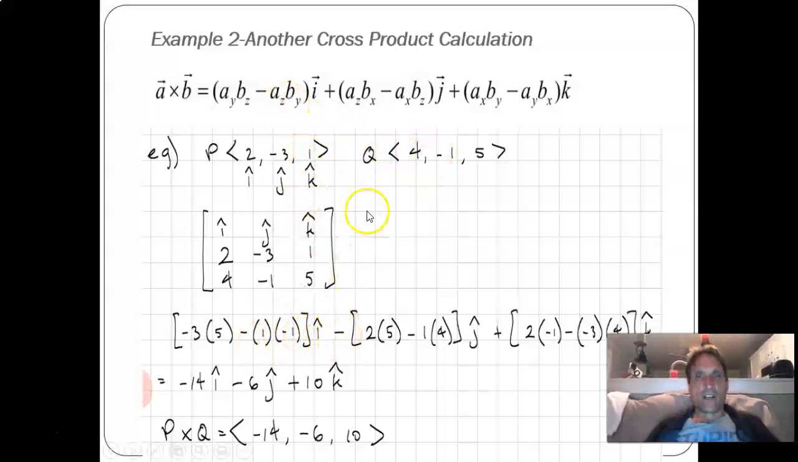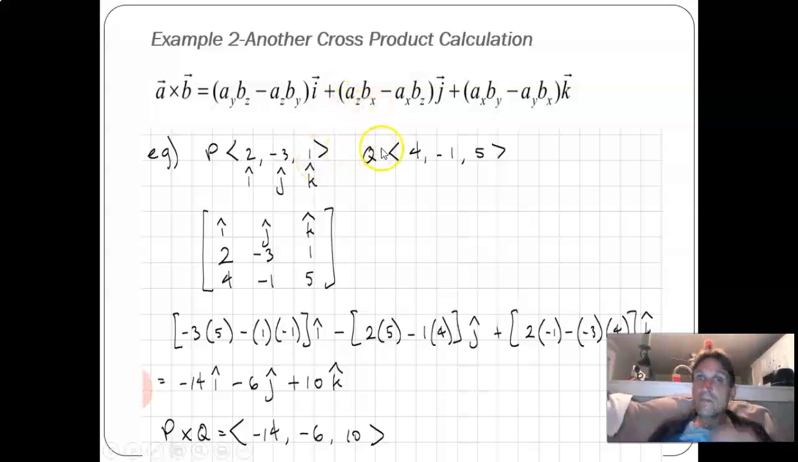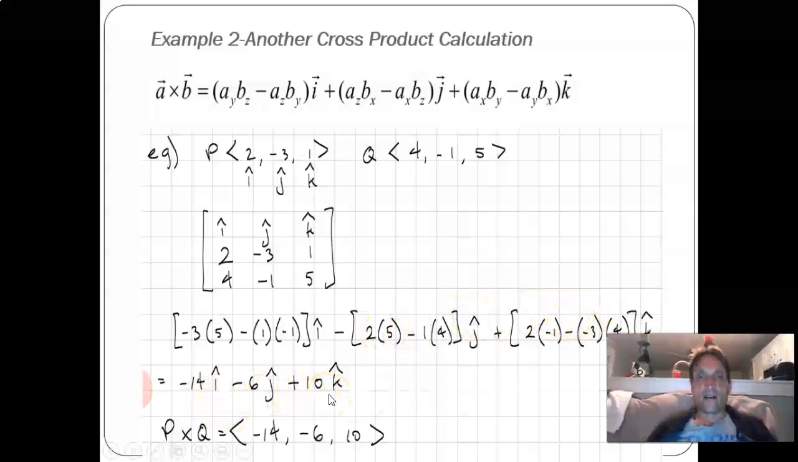Then for the J component, it's -2 times 5 minus 1 times 4, or we can just do this: AZ, it's plus AZ, which is 1, times BX, which is 4, and then minus AX, which is 2, times BZ, which is 5, and that's just the opposite of this. You get the same result, and then so on, and you get -14I minus 6J plus 10K.